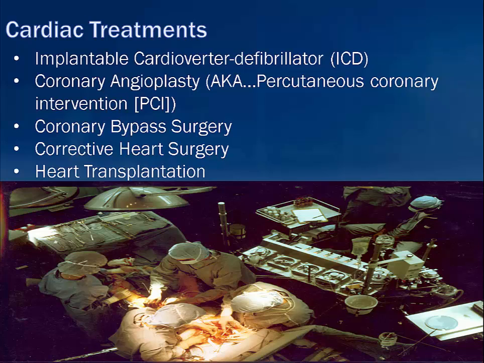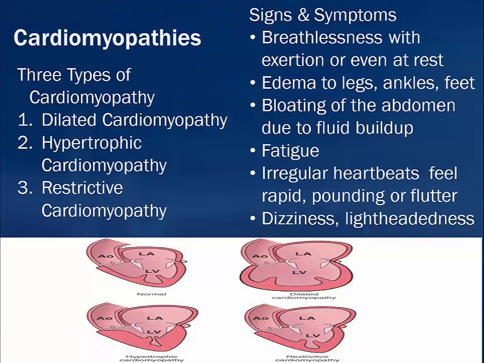Corrective heart surgery. If a patient has a congenital heart deformity, a faulty valve, or diseased heart muscle due to cardiomyopathy, surgery to correct the abnormality may improve the heart rate and blood flow, reducing the risk of fatal arrhythmias. Heart transplantation is surgery to remove a damaged or diseased heart and replace it with a healthy donor heart.